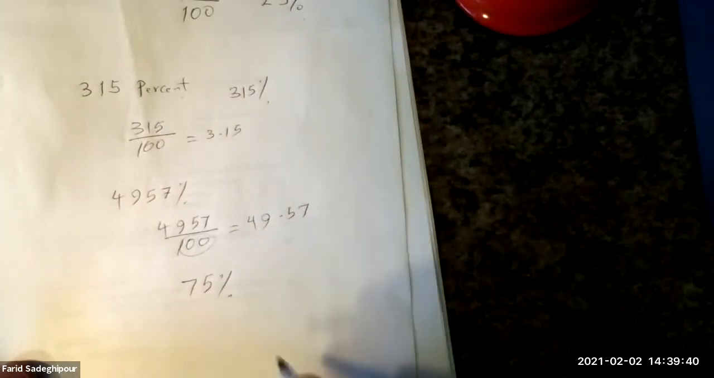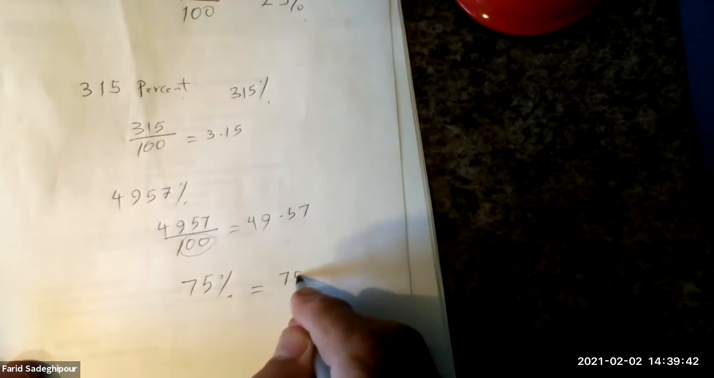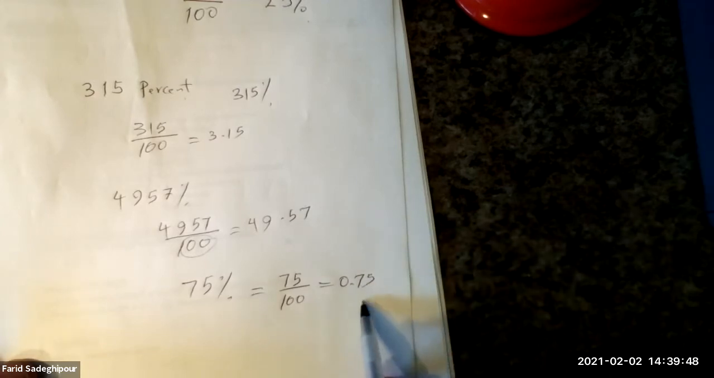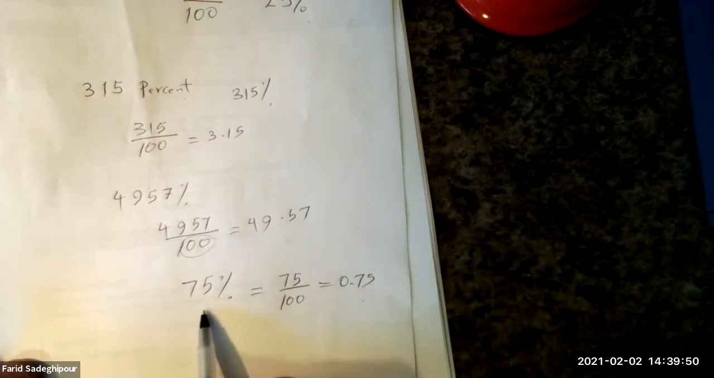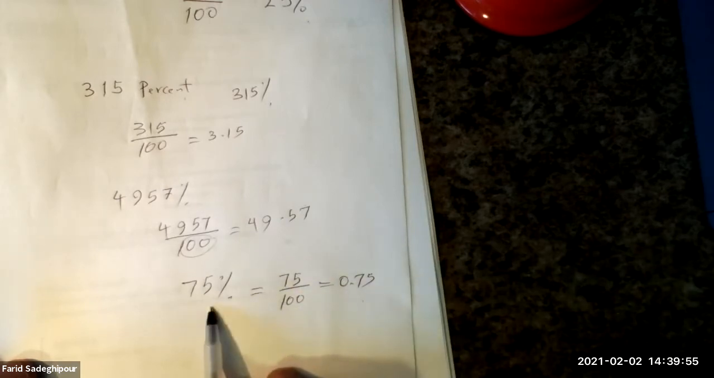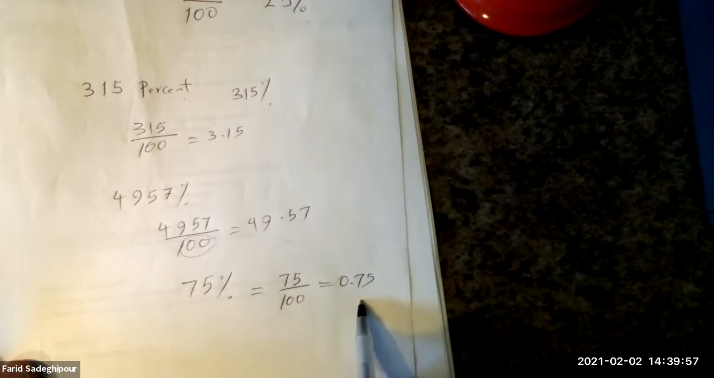Like 75% means 75 divided by 100, that if you use your calculator gives you 0.75. This is a decimal. This is how to write it as a percent. Percent, if you want to write it as a fraction, it's like this with the percent symbol, or as a decimal it's like that.